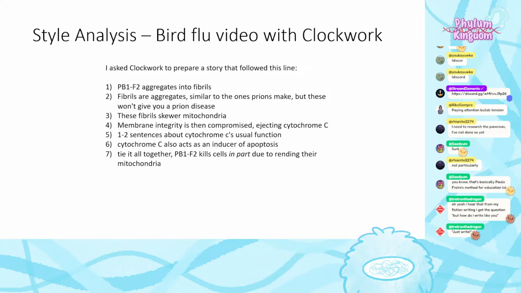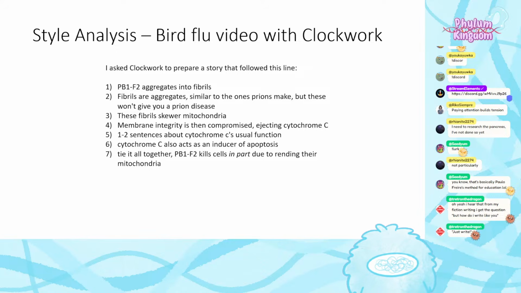So I wanted Clockwork to fill in the blank with this story. PB1F2 aggregates into fibrils, these fiber structures that build up like in Alzheimer's. Fibrils are aggregates, they're just clumped up proteins, similar to the ones that prions make. I basically said, please allude to prions so that I can say the word prion in the video, but these won't give you a prion disease.